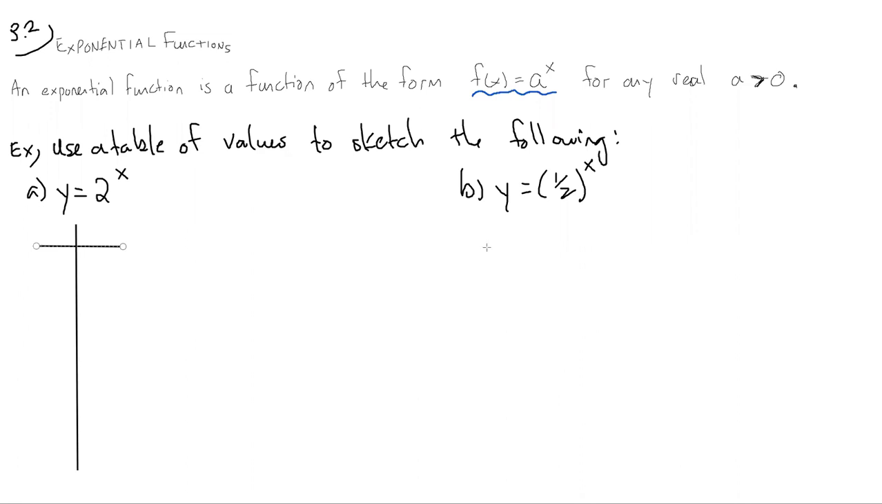And hopefully a little refresher again on some of those exponent rules. If you forget them, go have a look at section 3.1. So I'm going to do my x and then 2 to the x, and then over on the right it'll be x and then a half to the x. So let's just make our way up from some negatives to positives.